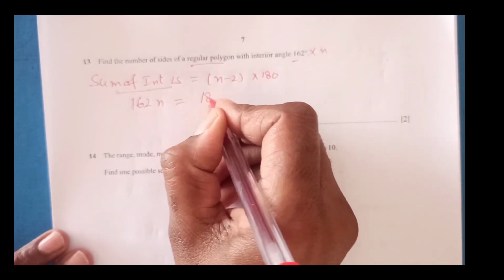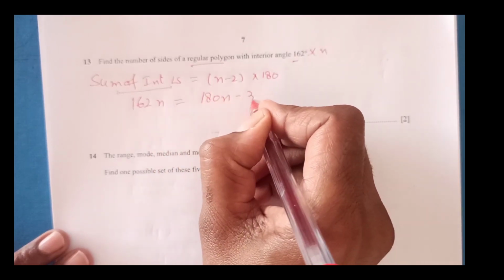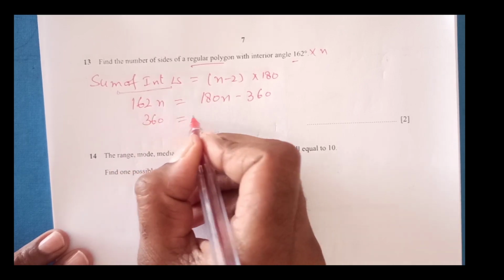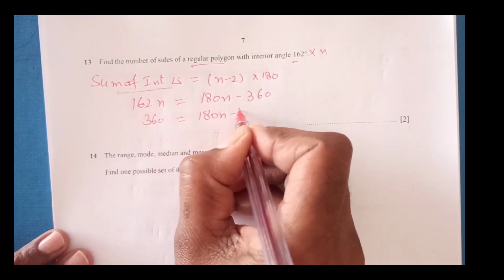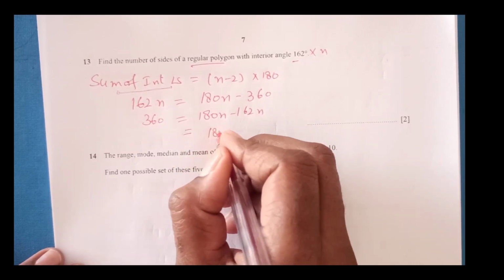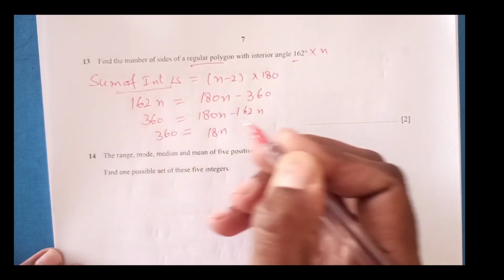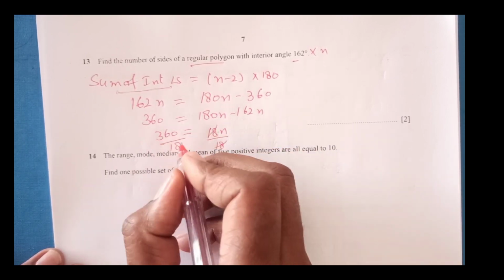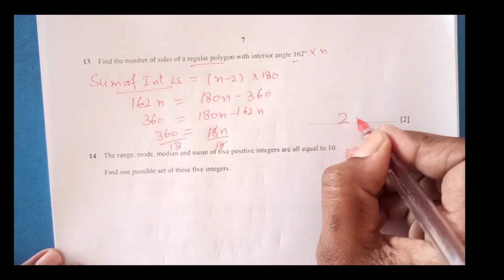So then you open this bracket, so 360, let it be this side, minus 162n. This is 18n over 360. Now divide by 18, divide by 18. This is gone, 18 times 2. So n is 20.